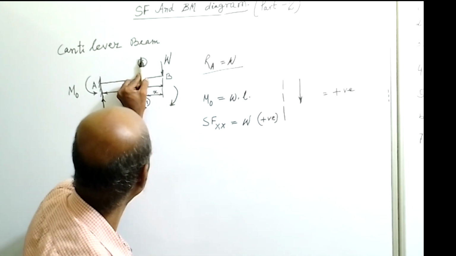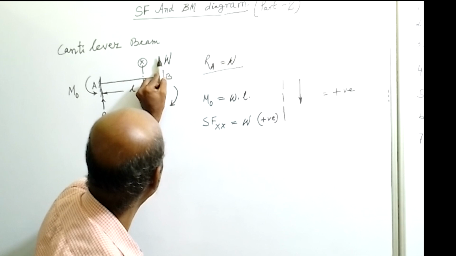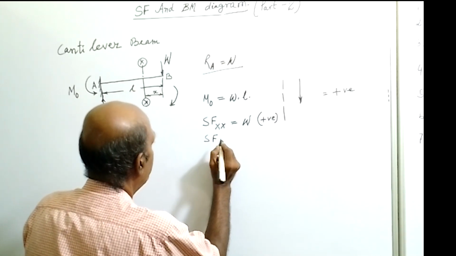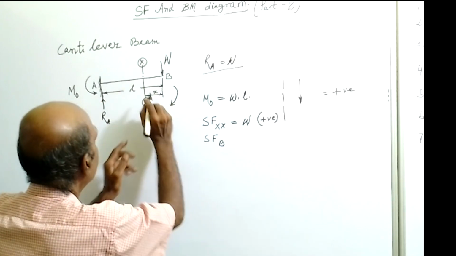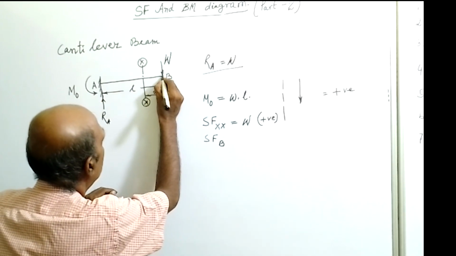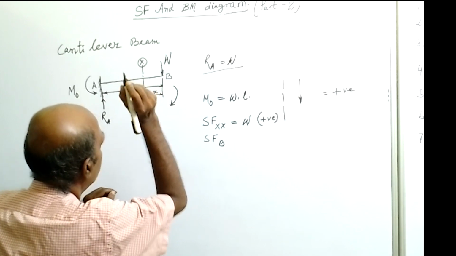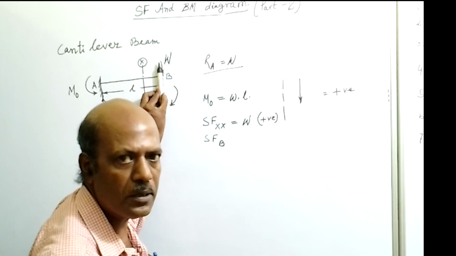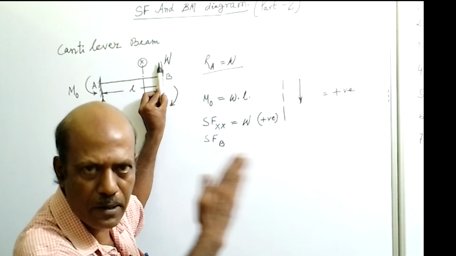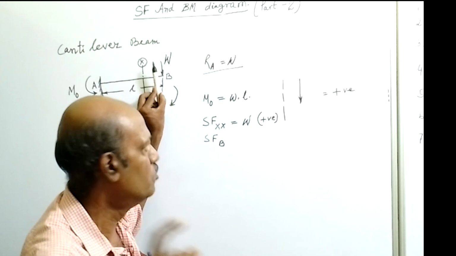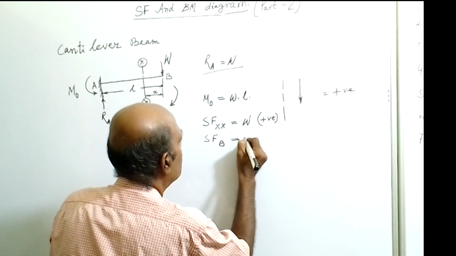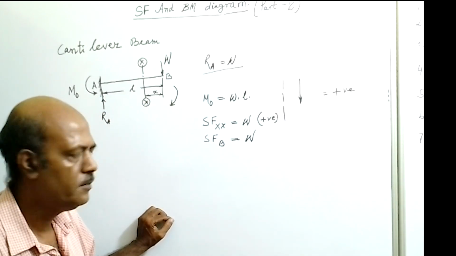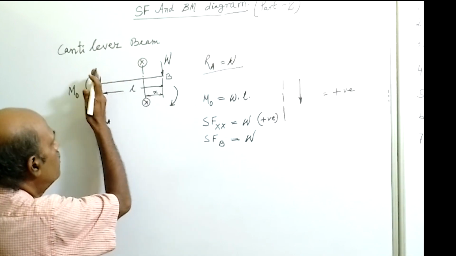Now we will slide this section XX to point B, so we will get the shear force at point B. Sliding the section up to point B means taking one point left of point B. If we see how much vertical load is acting on the right side of that section, it is only W. So the shear force at point B also will be W, that is also positive.